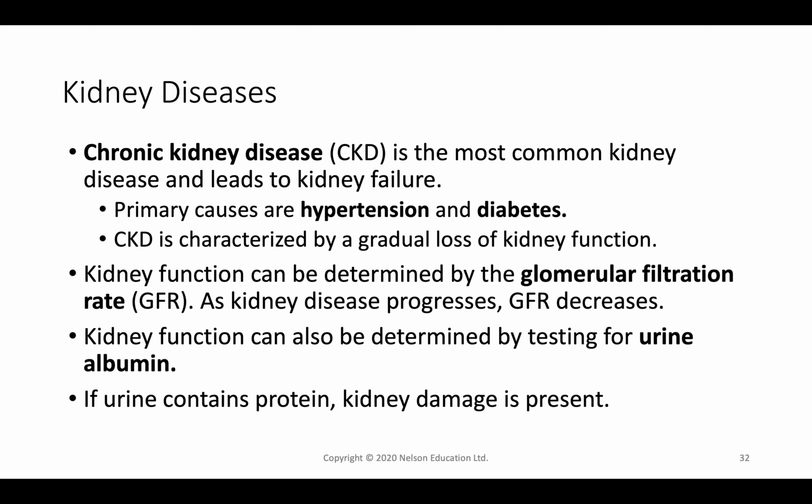So kidney function is determined by the glomerular filtration rate. How much of your blood is filtered out through the glomerulus per minute, per hour, per day, etc. And as the disease progresses, the filtration rate decreases. So less and less blood is filtered out through the kidney. And that means that we're not going to be able to remove all of our metabolic waste.